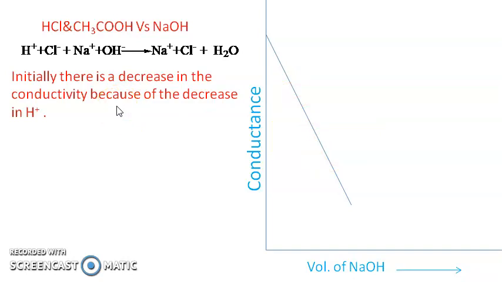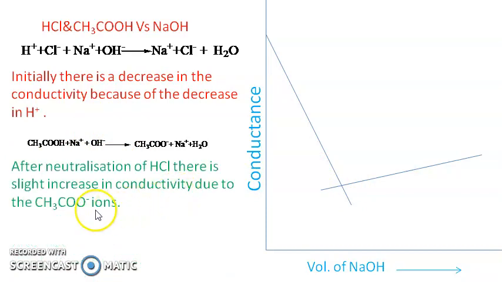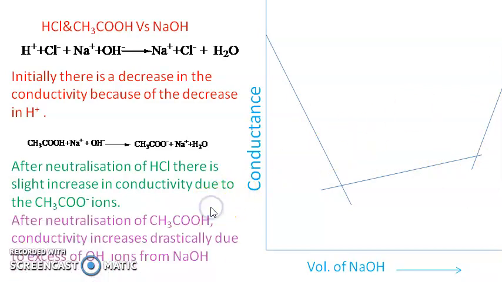Now, once all the HCl has been used up, what will remain is the acetic acid. When you add NaOH, the acetic acid will start reacting. Now the conductance slowly increases. That is because of the acetate ions present, which slightly conduct, and also some amount of OH minus ions of the added NaOH will be present. So the acetate ions slightly increase the conductivity of the electrolyte. Once all the acetic acid has been neutralized, there is again a steep increase in the conductance. That is because of the excess NaOH added. All the OH minus ions will be available now for conducting, and there will be a steep increase in the conductance.